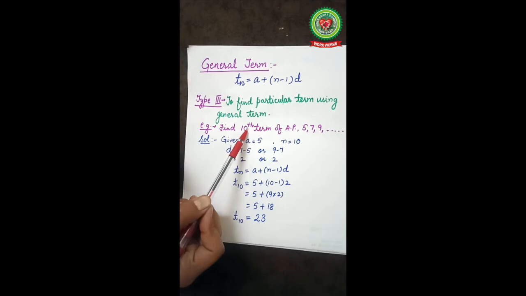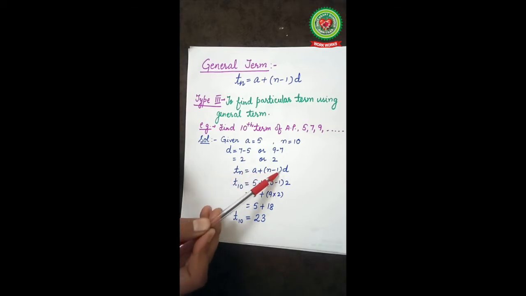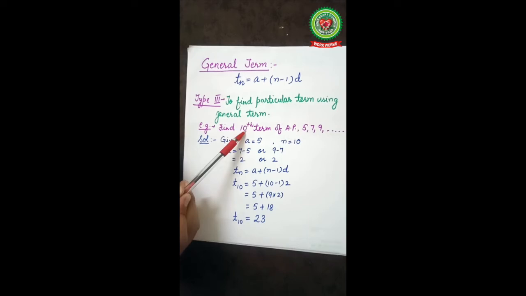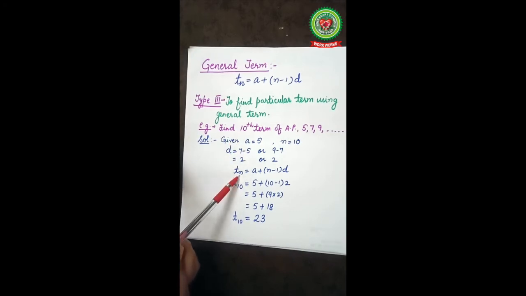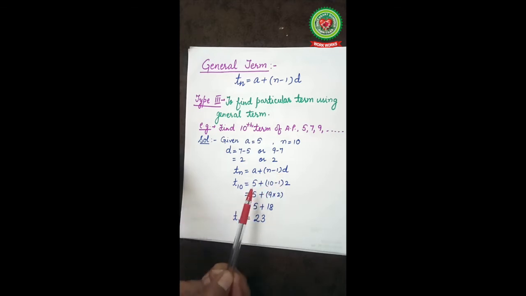For the 10th term means n is equal to 10. We are having a formula Tn is equal to a plus (n minus 1)d. For the 10th term, put the value n is equal to 10, a is equal to 5 and d is equal to 2. Now, we will get 5 plus (10 minus 1) times 2. 10 minus 1 is 9, multiply by 2. So, it will become 5 plus 18. So, the answer is coming out to be 23. Therefore, the 10th term of the sequence is 23.